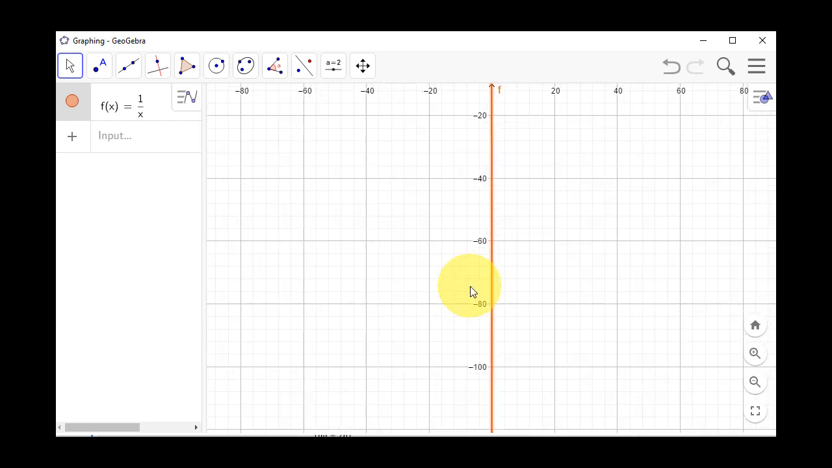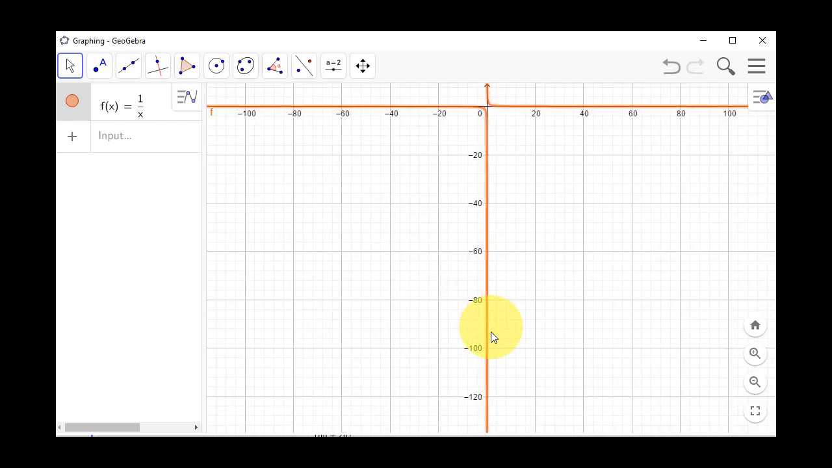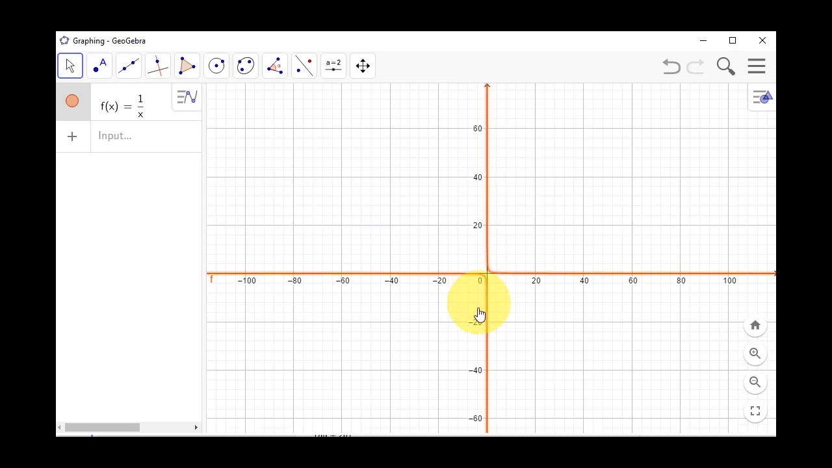It doesn't matter how close I am to 0, I always have a graph there, and it's going to be very close to 0, but it's never going to touch it. But what I know is I am going to minus infinity, because I am getting closer to a big number when I am getting closer to 0.